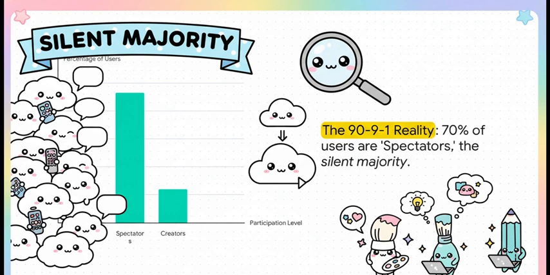And this is the key insight. The internet is not what you think it is. A whopping 70% of users are spectators, this huge silent majority that just consumes content. Only around 24% are actively creating things. Understanding this is absolutely critical because it means you're almost always speaking to the people who watch, not the people who make.